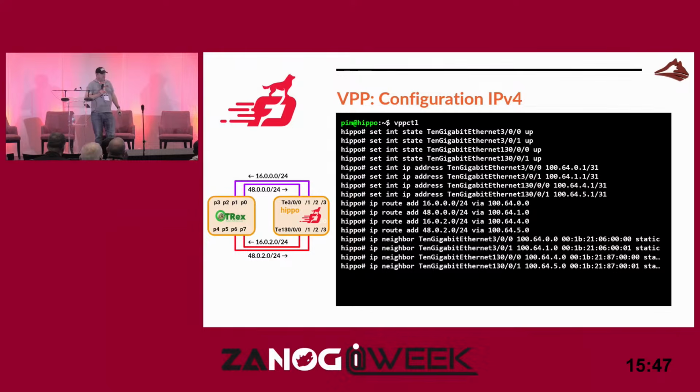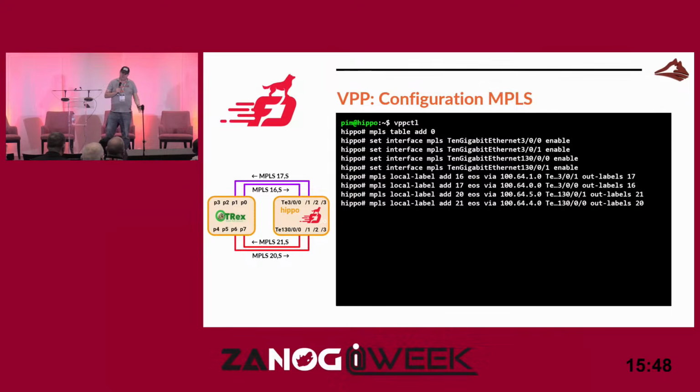So configuration for IPv4, well, set the interfaces up, set some IP addresses on them. I'm going to set some routes on them just to the next hop, which would be the T-Rex load tester. And then these MAC addresses with the IP neighbor statements at the bottom are the MAC addresses of the load tester, so I don't have to do things like ARP resolution. I just know all the traffic goes back to the T-Rex load tester that I saw on this inbound port.